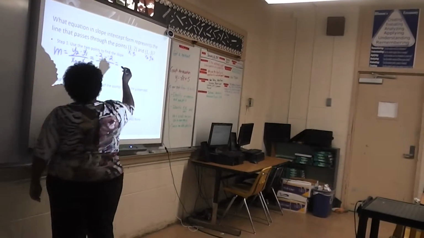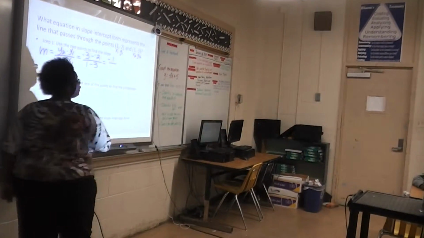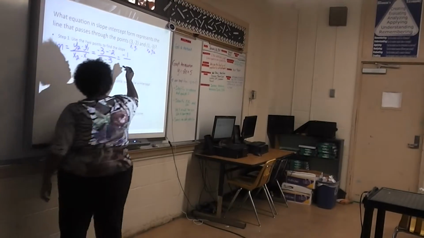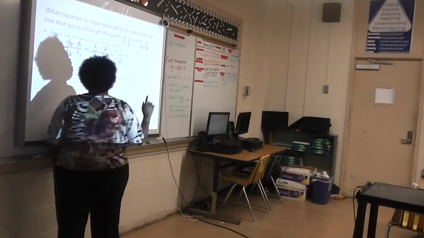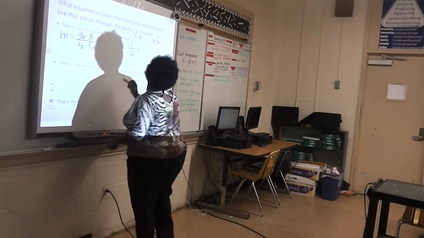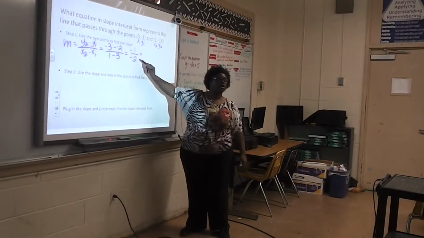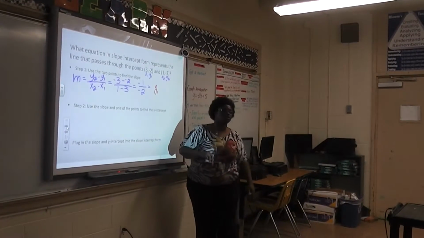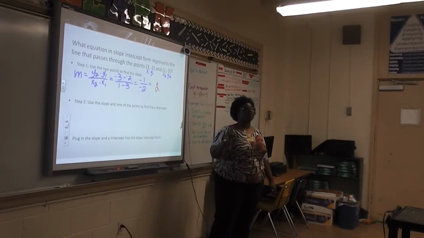Negative 1, negative 1. Very good. Over negative 2, negative 2. And that gives you 1/2. Okay, so one second. What I saw a lot of people do, and I'm going to write this in a different color, was automatically assume that this was equal to 2. That's not the case.